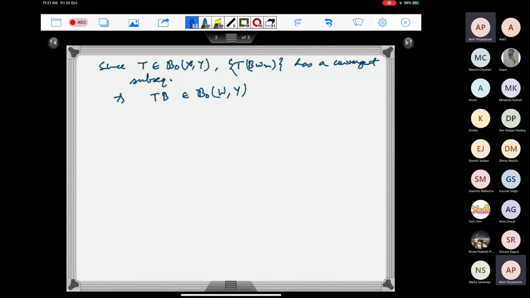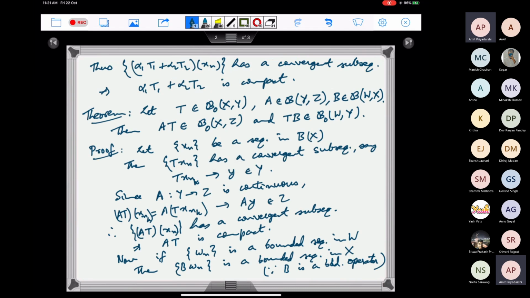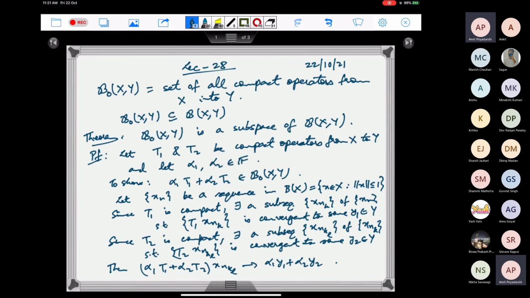Another thing is that we will show that B0 of X,Y is a closed subspace of B of X,Y. So that means that if I have a sequence of compact operators which converges to a bounded linear operator, then the limit also has to be compact.